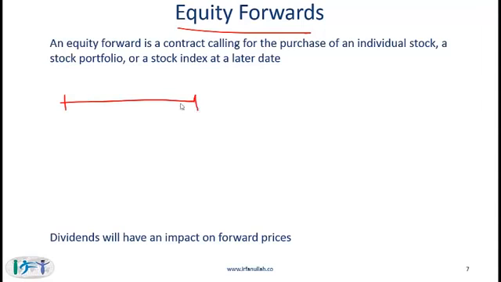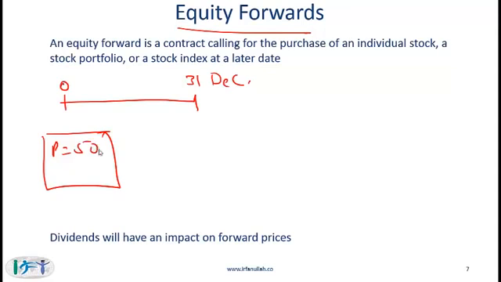So you have 1 share of General Electric and you know that you want to sell it at the end of the year, but you want to lock in the price today. So you can get into a forward contract where the price at which you will sell the share is 50. We specify the date where this contract expires, and we specify the underlying asset, which here is General Electric. So on 31st December, you will sell the share for 50.